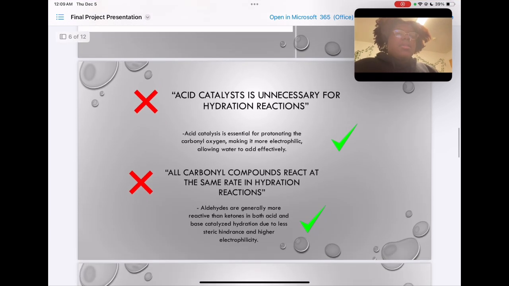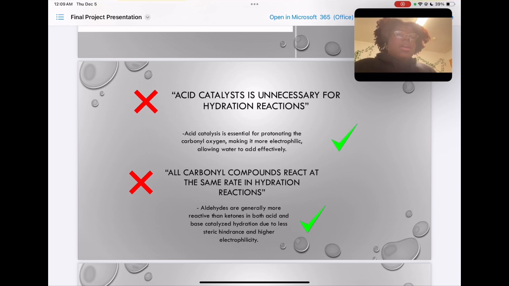A misconception is that acid catalysts are unnecessary for hydration reactions. And this is untrue. Acid catalysts are essential for protonating the carbonyl oxygen. And as we also said before, it makes it more electrophilic, which makes it more prone to a nucleophilic attack, which allows you to add your water more effectively.